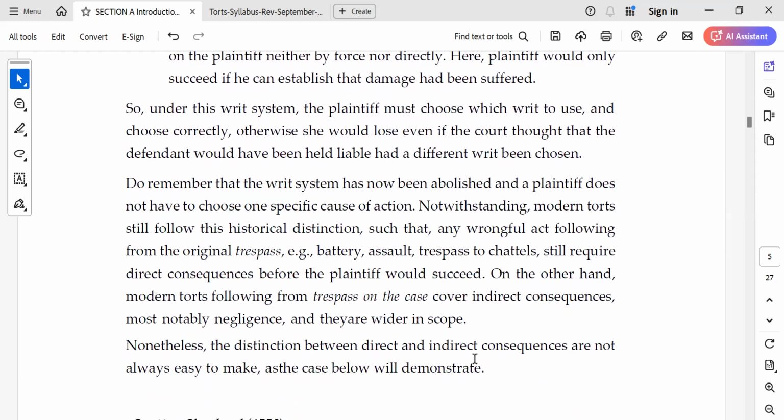Under this writ system, the plaintiff must choose which writ to use and choose correctly. Otherwise, she would lose even if the court thought that the defendant would have been held liable had a different writ been chosen. So whatever prayers you ask for, only that will be given. Even if other remedies are available, they won't be given. That's why in the prayer we add that any other compensation or damages or any other relief could be given.